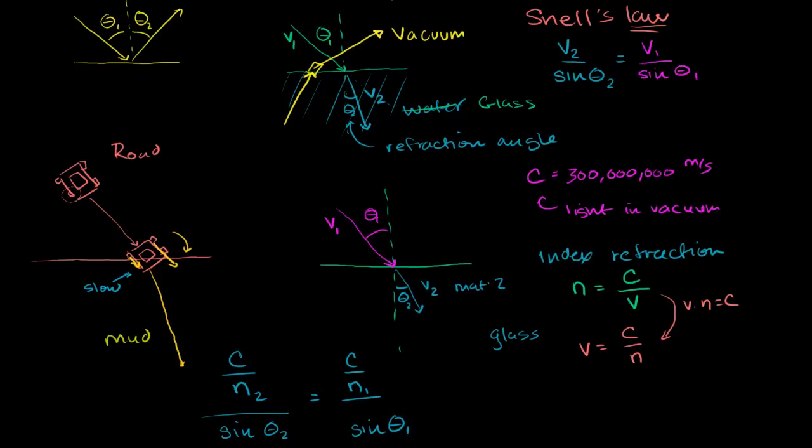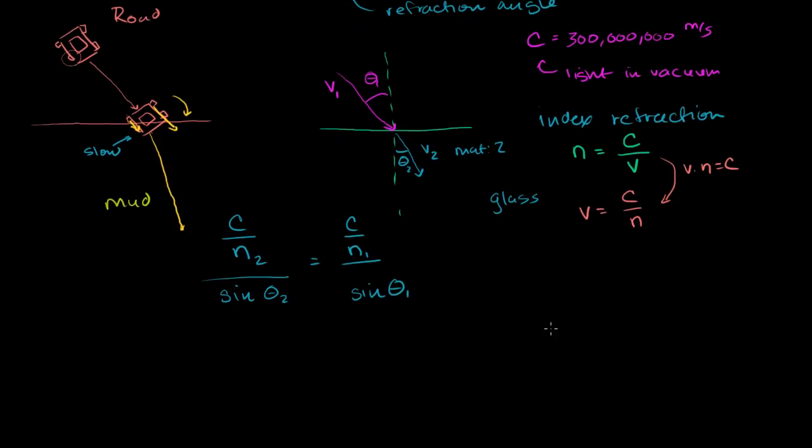And then we could do a little bit of simplification here. We can multiply both sides of this equation. Well, let's do a couple of things. Actually, the simplest thing to do would be to take the reciprocal of both sides. So if we take the reciprocal of both sides of this, you get sine of theta 2 over c over n2 is equal to sine of theta 1 over c over n1.